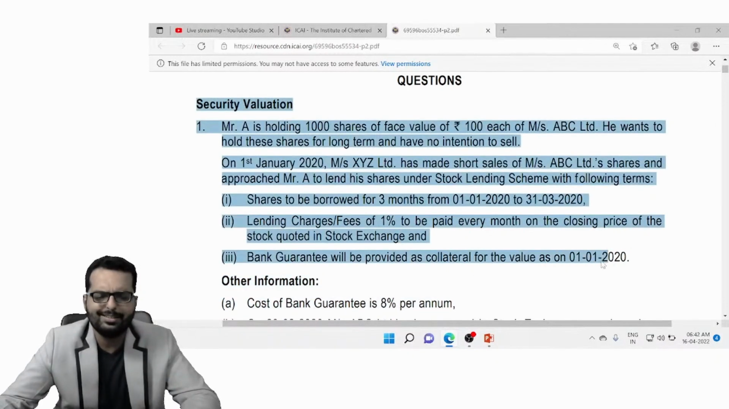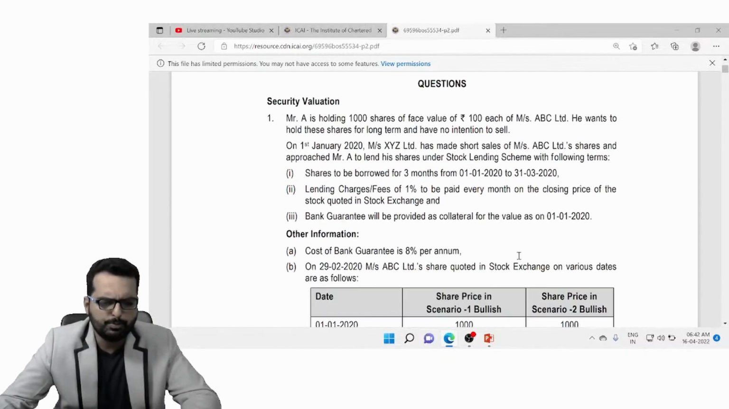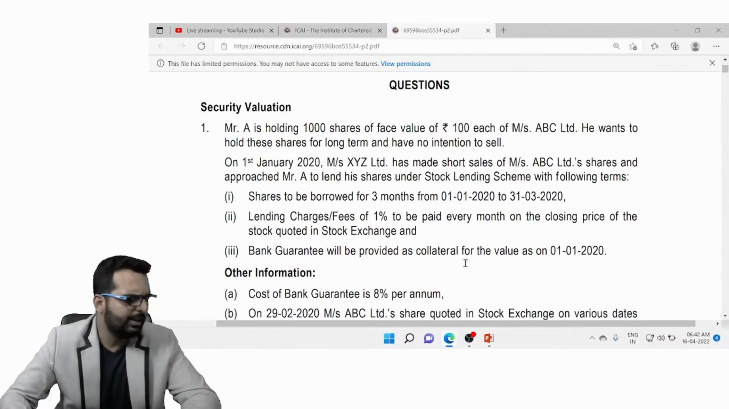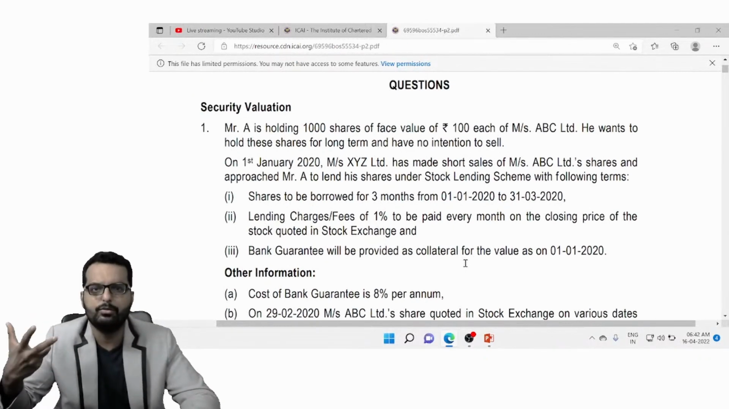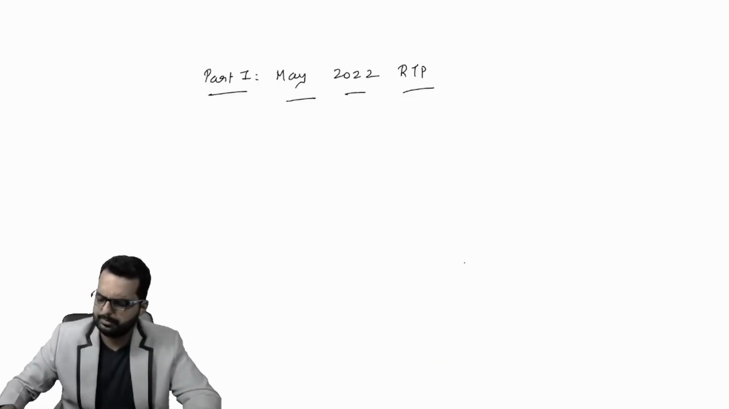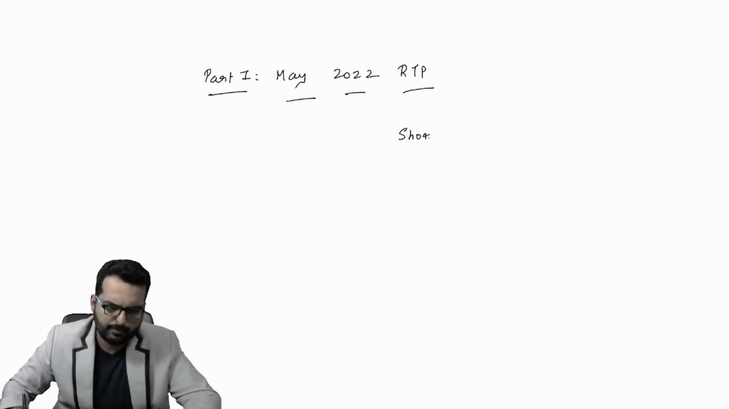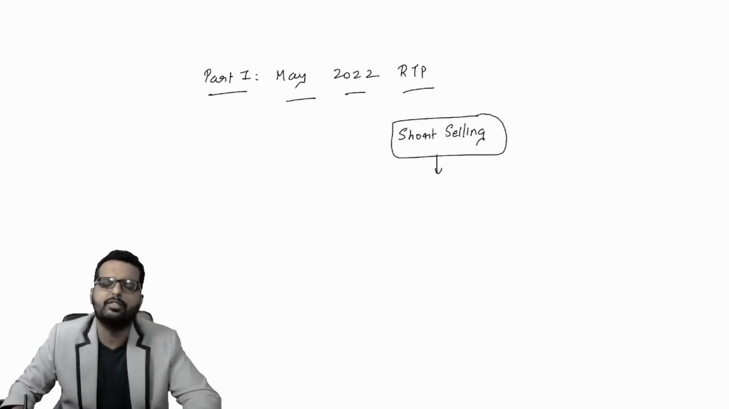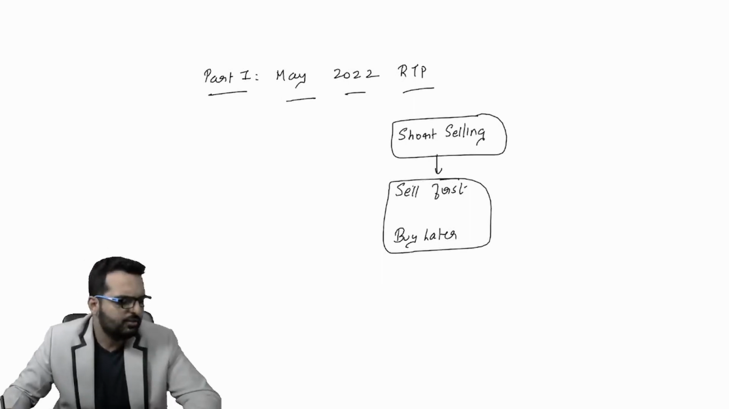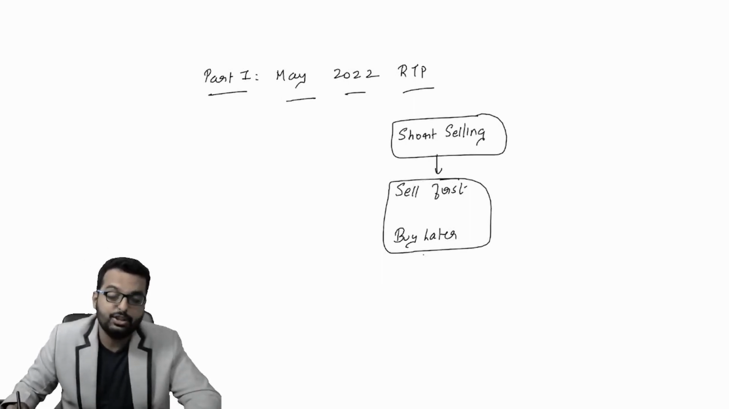The chapter heading is called security evaluation. All right. We will do this problem now. This problem is a little new. Before I do any problem, I'll give you a base for the concept of that problem. Now, this is a concept on short selling. Friends, what do you mean by the word short selling? Short selling means you sell first and you buy later. Sorry, not stock selling, short selling.